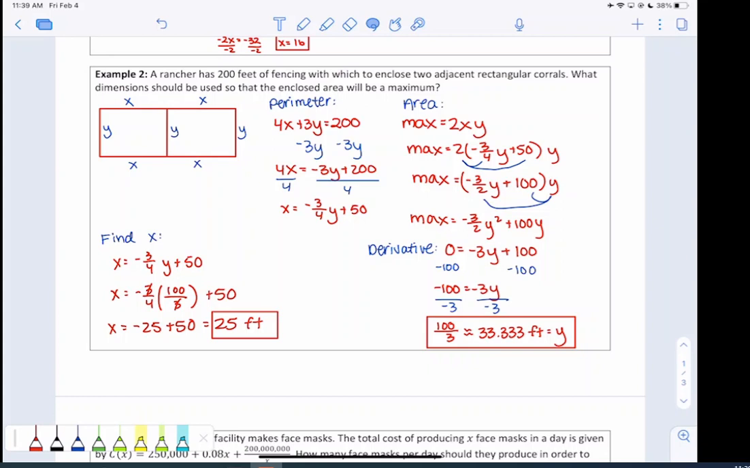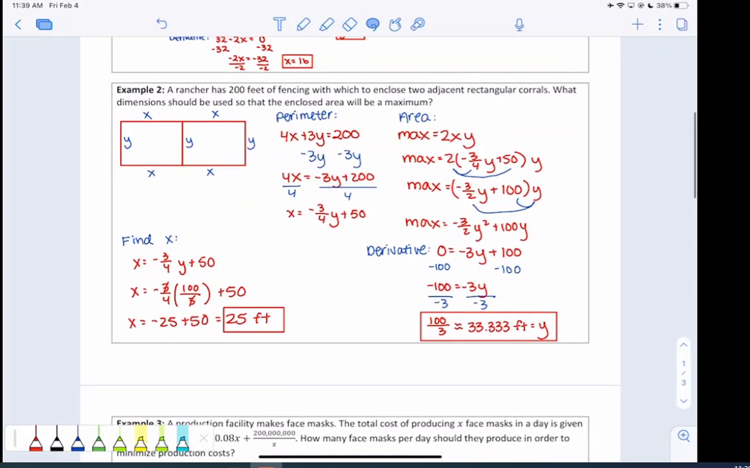Okay. Let me draw an arrow so that we know we came here. Any questions on this guy?